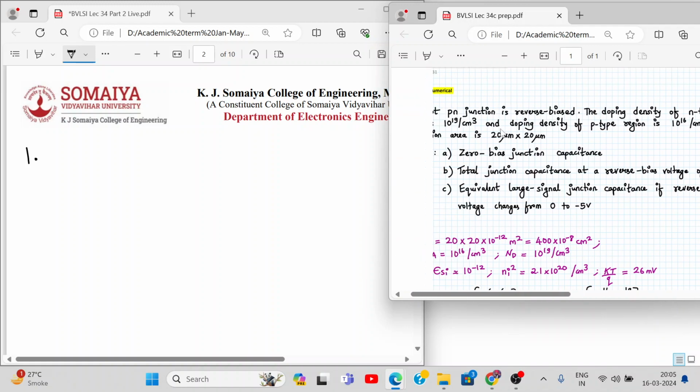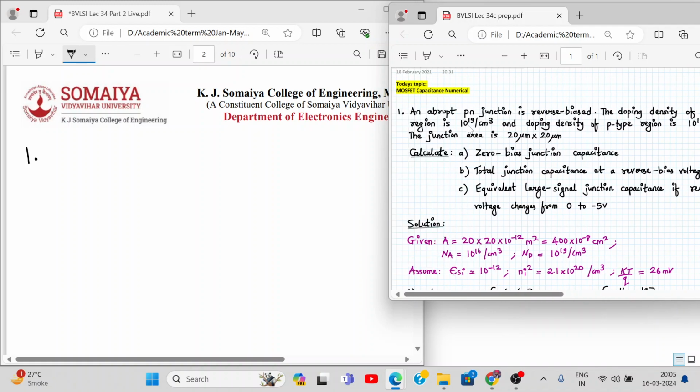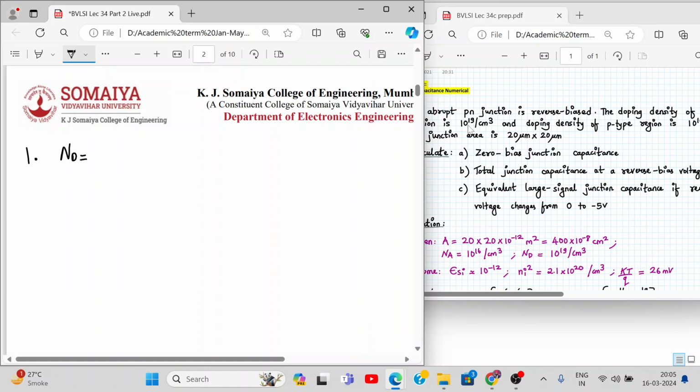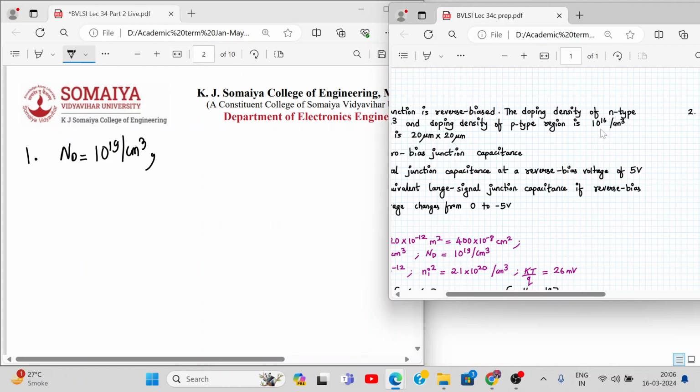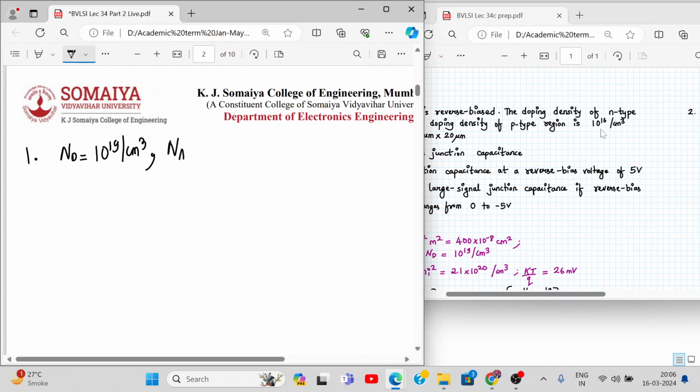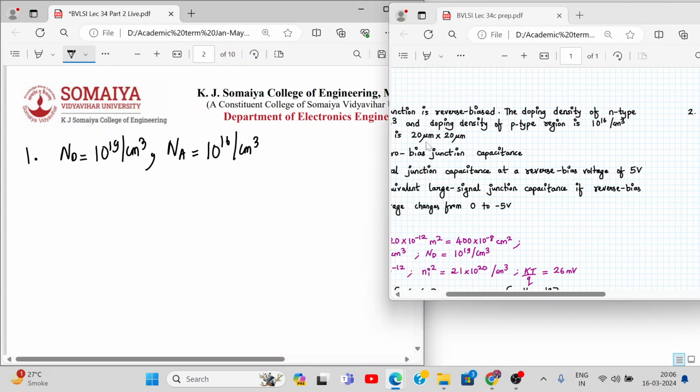The doping density of N-type region. So what is N-type region doping called as? Nd, right? It's 10 raised to 19 per centimeter cube. Please write down along. Doping density of P-type region is how much? 10 raised to 16. So Na is 10 raised to 16 per centimeter cube.